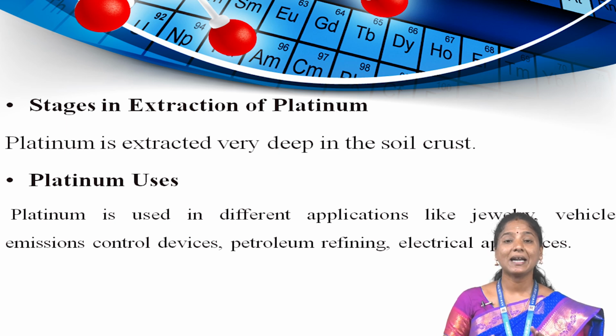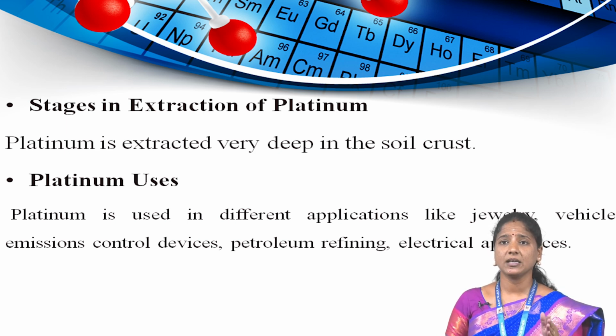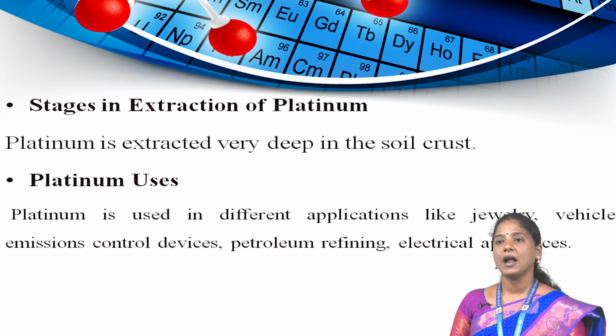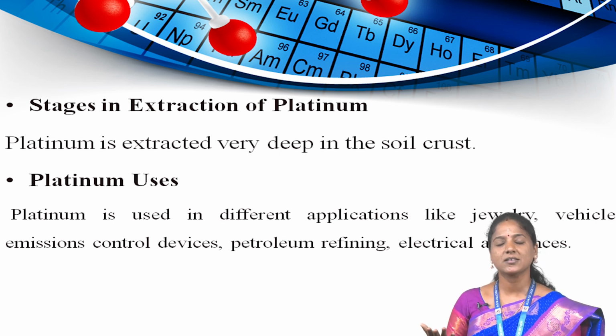The next one, platinum uses. Platinum is used in different applications like jewelry, vehicles, emission control devices, petroleum refining, electrical appliances, and glass, magnetic equipment, electrodes, oxygen sensors, spark plugs, turbine engines, medicines, anti-cancer drugs, etc.